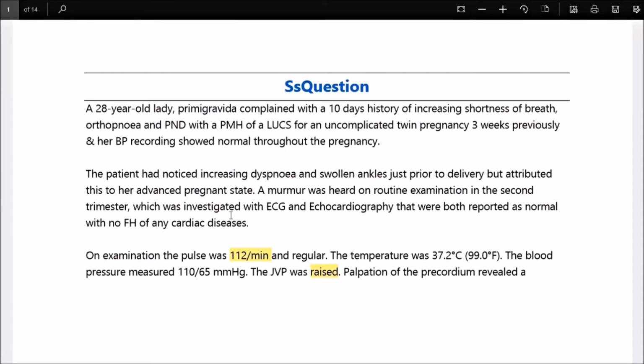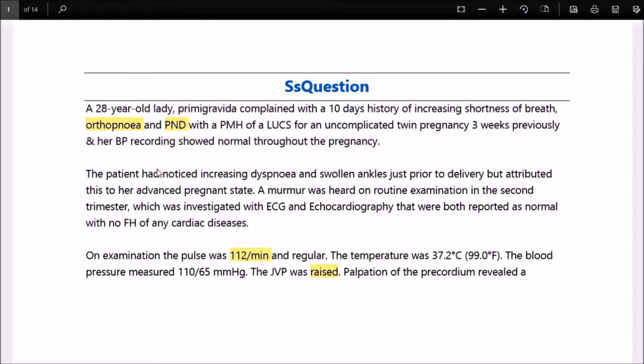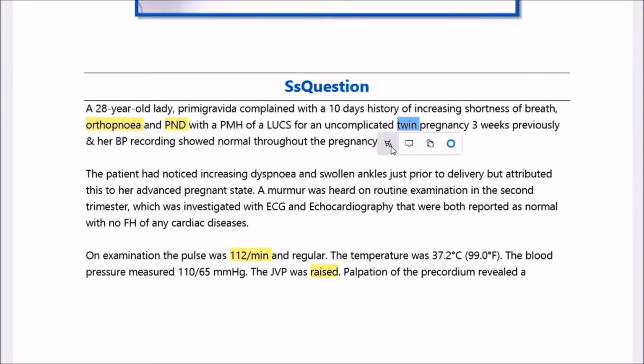And next to the history. So let's see, a 28-year-old lady, primigravida, complained of a 10-day history of increasing shortness of breath and orthopnea. So orthopnea is heart failure. Paroxysmal nocturnal dyspnea, yes, heart failure. Once again, with a past medical history of LSCS, a cesarean section for an uncomplicated twin pregnancy 3 weeks previously. Yes, this is important. Her BP recording was normal throughout the pregnancy. My dear, listen very carefully. A pregnant lady delivered a twin pregnancy.